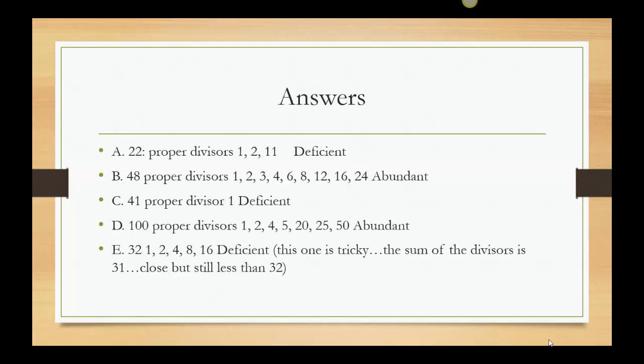All right, so let's start with 22. 22 is a small enough number. We know the divisors. We have 1, we have 2, we have 11. It doesn't take a calculator to tell you that if I add 1, 2, and 11, it's going to be smaller than 22, so I know it's deficient.